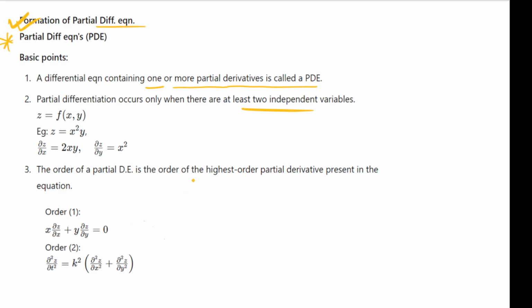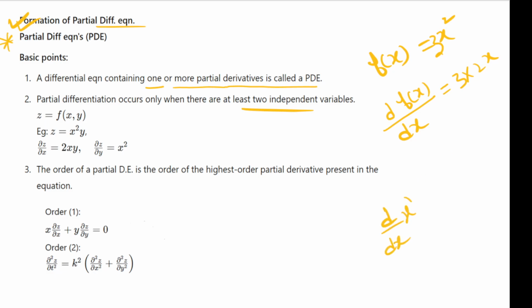You cannot deal with one independent variable, because, for example, suppose there is a function f of x, which is 3x square. This is the function f of x equals 3x square. Now if I differentiate this equation, I'm differentiating f of x with respect to x. What I am going to get is 3 into 2 into x, right? As we know, d/dx of x to the power n is equal to n x to the power n minus 1. This is the very basic differentiation formula.